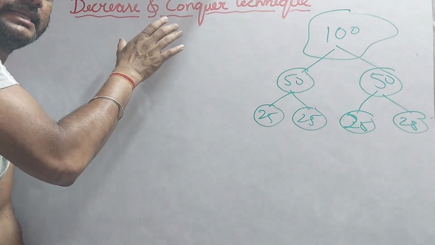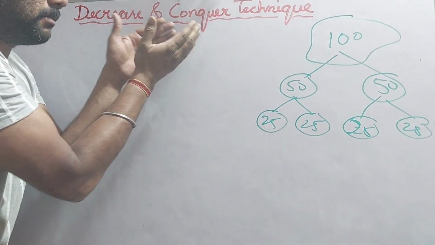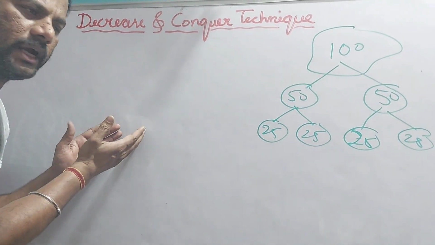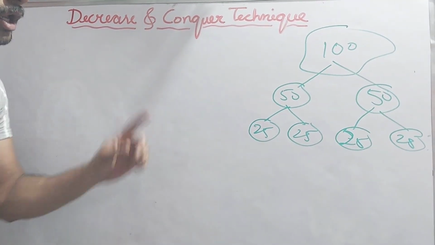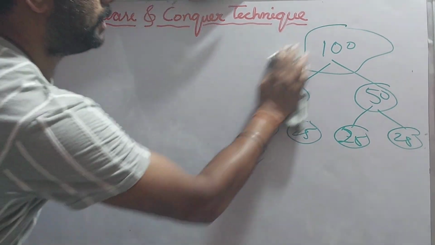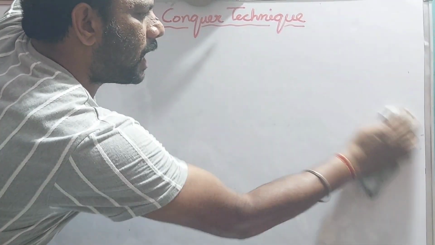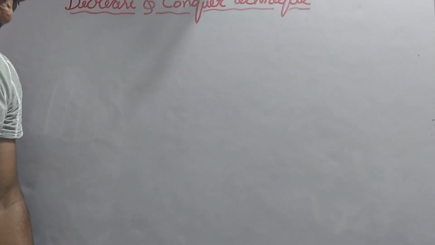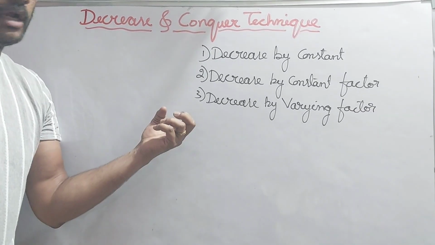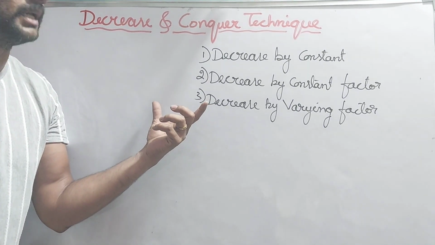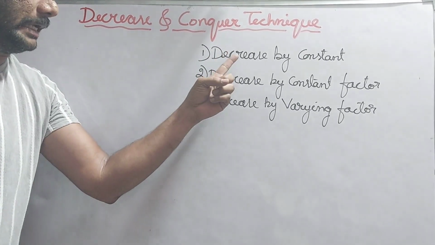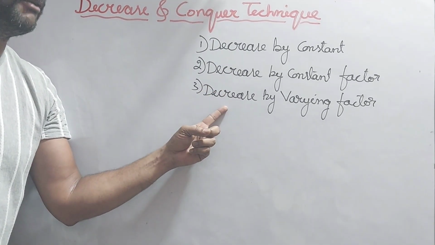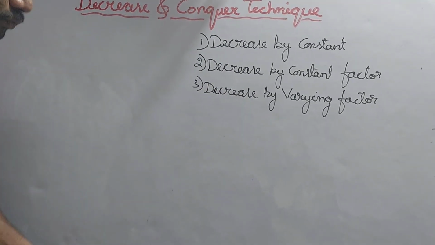But in decrease and conquer, how much? From 100 to 50, or 100 to 30, 100 to 60, or 100 to 90, how much do we have to reduce? That's the question. There are three methods in the decrease and conquer technique by which we can decrease the problem size: decrease by constant, decrease by constant factor, and decrease by varying factor. Let us discuss one by one.